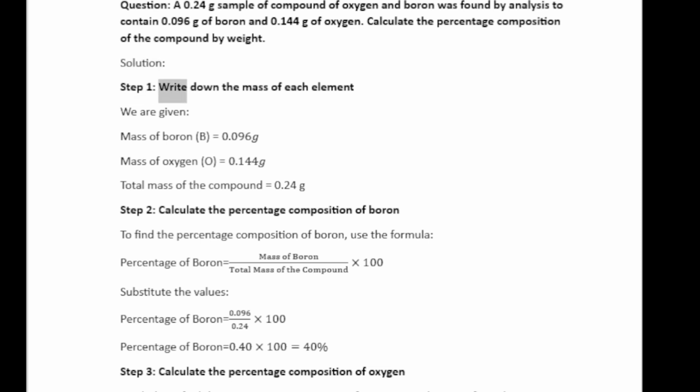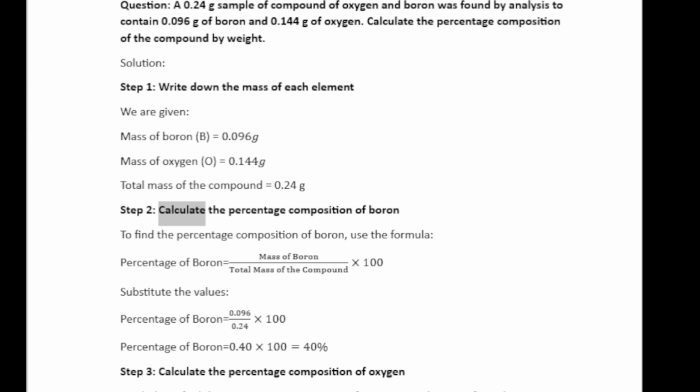Step 1. Write down the mass of each element. We are given: mass of boron, B, is equal to 0.096 g. Mass of oxygen, O, is equal to 0.144 g. Total mass of the compound is equal to 0.24 g.